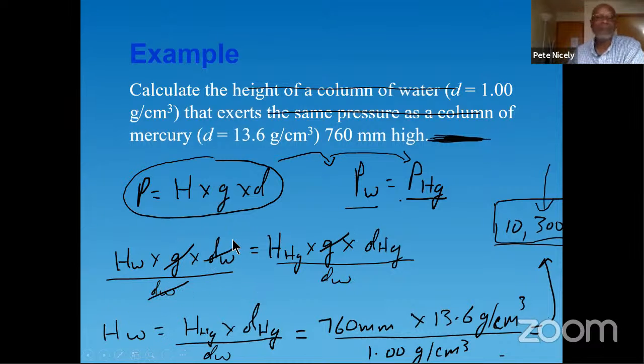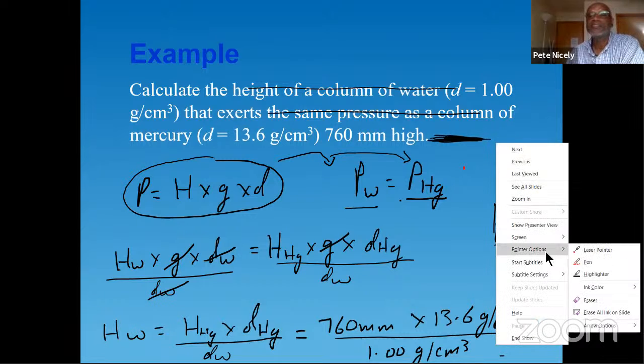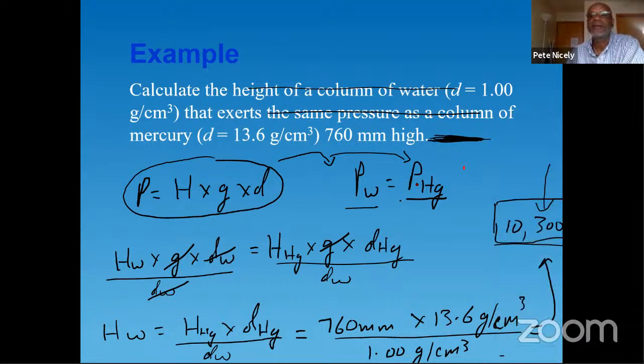And remember now, the aim is to determine the height of the water column. So this is what we're trying to find, all right? So to isolate it, we divide the density of water by itself on both sides, and we end up with the density of water here. And then all we do from here is plug the numbers in.